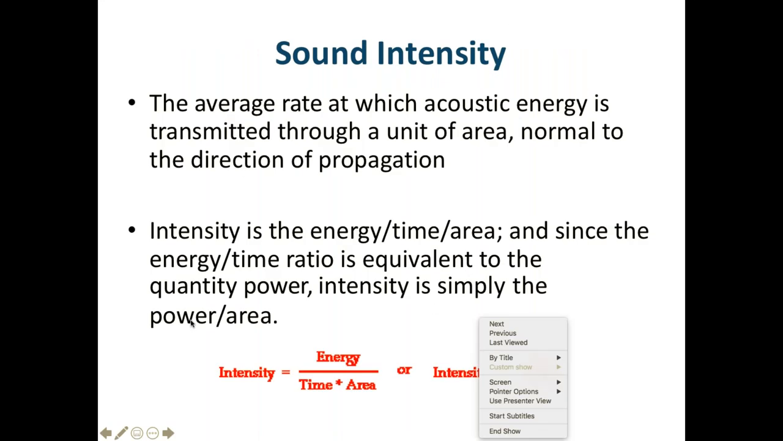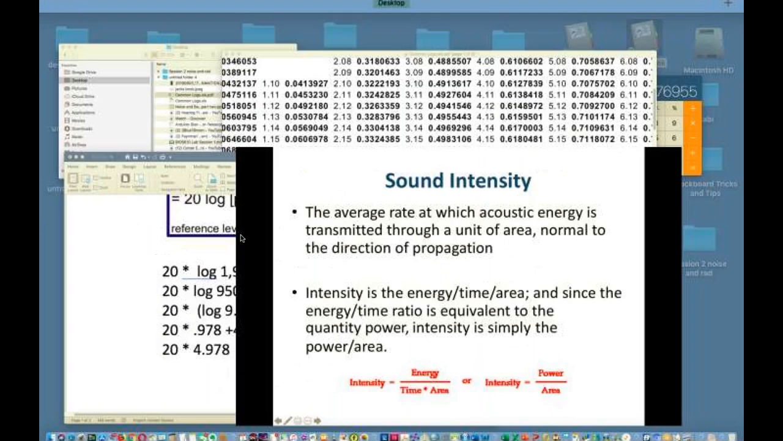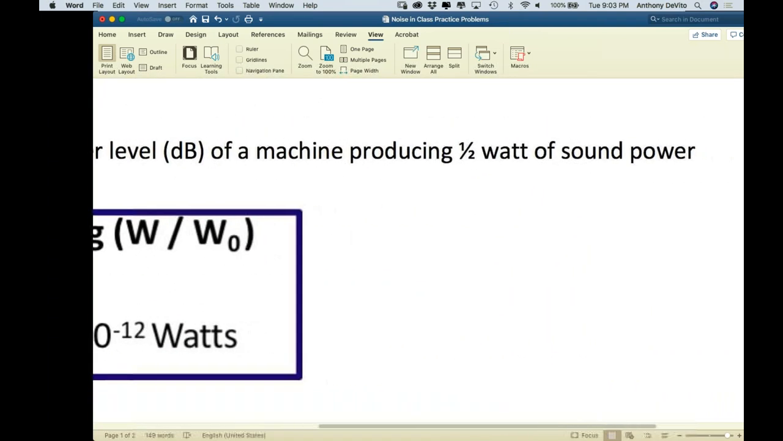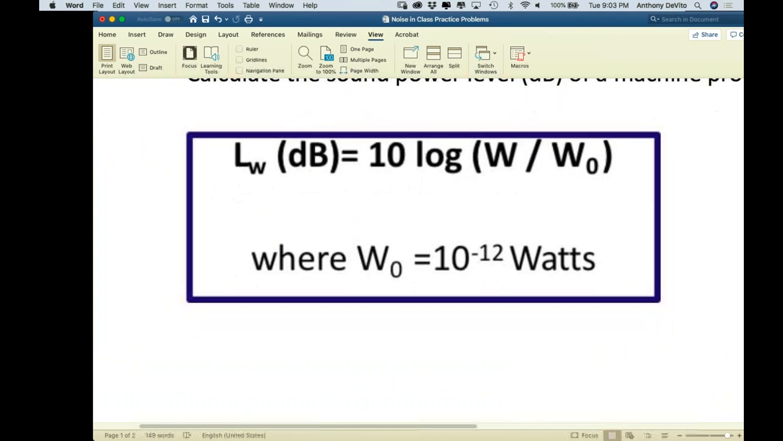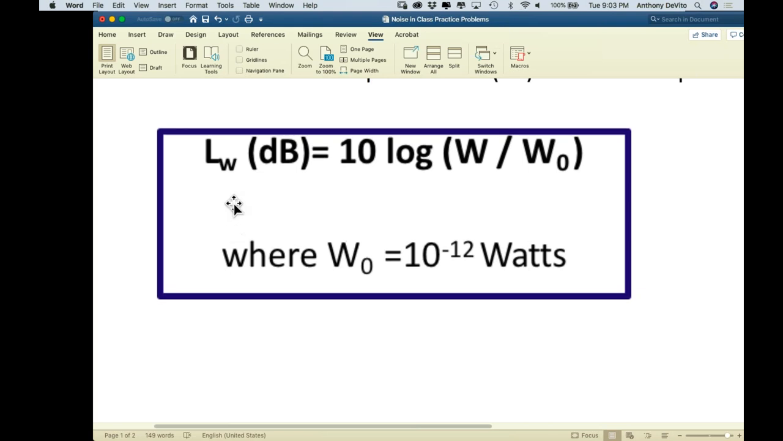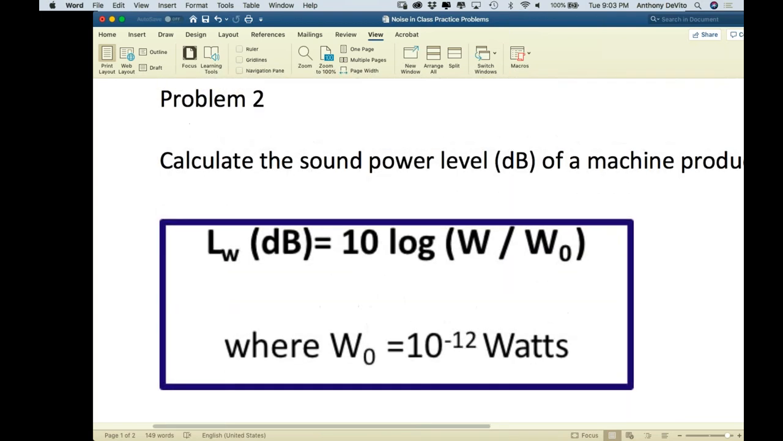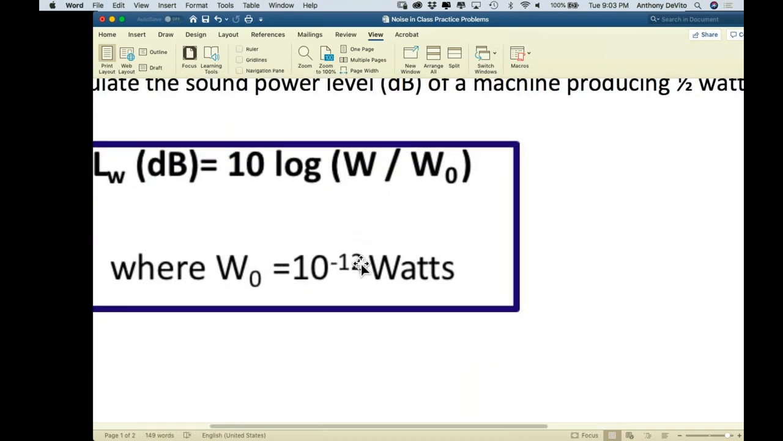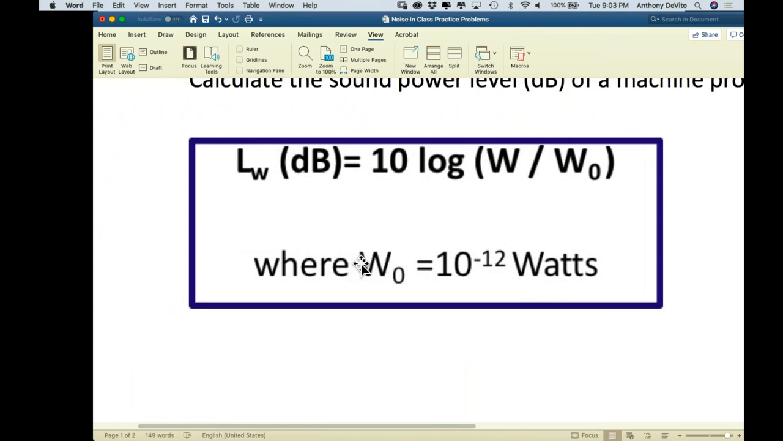So if we look at our exercises, I think we have an exercise that does exactly that. Next: calculate the sound power level of a machine producing 1/2 watt of sound power. So how many decibels is that thing generating? Sound power in decibels is equal to 10 times the log of the watts of energy that device is producing over our base watts, 10 to the minus 12 watts. And so what's the wattage of this? It's that 1/2 watt. So 1/2 watt divided by 10 to the minus 12 watts. I'll leave that up to you to calculate for a second.